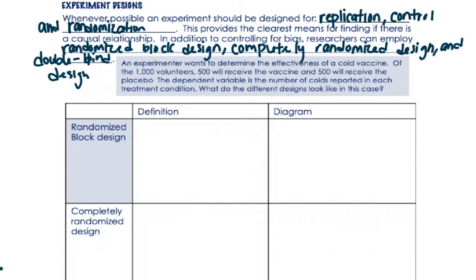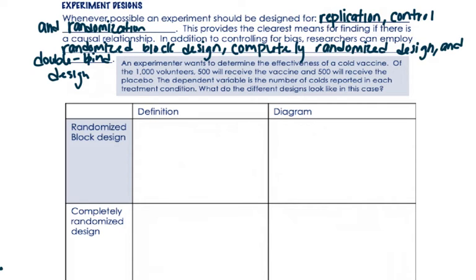Alright, so now I'm going to give you a definition for each of these, and I'll draw you a little diagram. Okay, so let's think about this. An experimenter wants to determine the effectiveness of a cold vaccine. Of the 1,000 volunteers, 500 will receive the vaccine and 500 will receive the placebo. The dependent variable is the number of colds reported in each treatment condition. What do the different designs look like in this case?